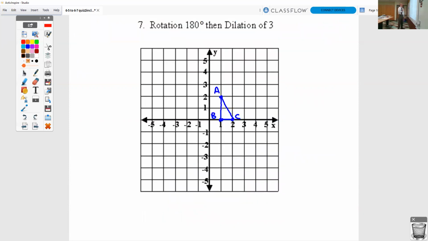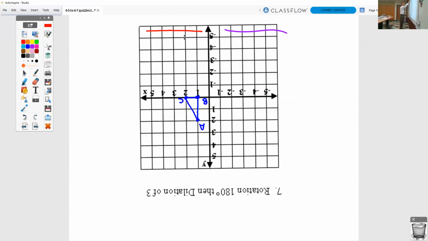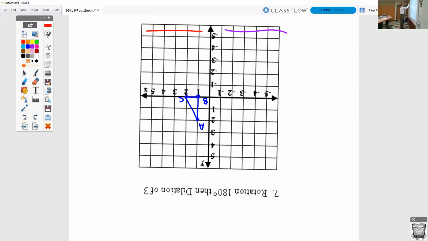So in question number 7, following the order that it says, I have to do a rotation of 180, and then I have to do a dilation of 3. So for a rotation of 180, I need to turn my paper upside down. I'm going to make little notes over to the side where A prime, B prime, and C prime are. A prime, starting in the middle, over to -1, down to -2. It looks like it's 1, 2, but it's not. Anytime you go to the left is negative. Anytime you go down is negative.